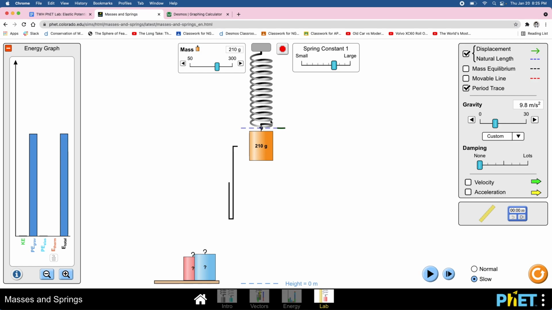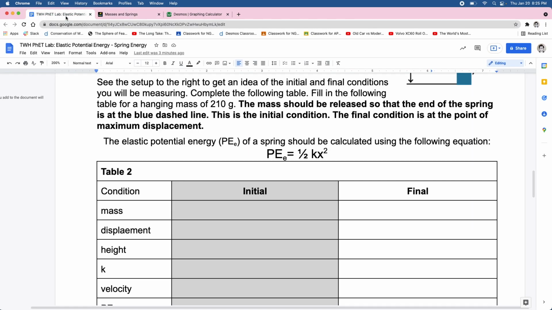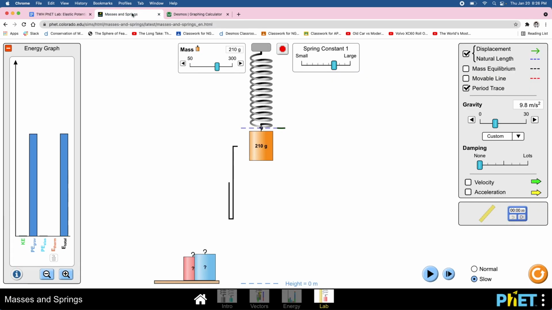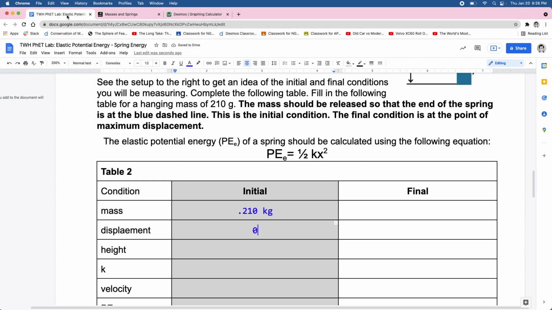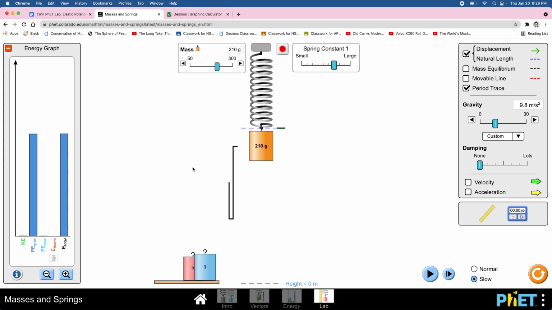But this is my initial condition right here, where the mass is resting and there is zero displacement. So let's talk about this. The mass has a value of 210 grams, so 0.21 kilograms. We're going to be using kilograms for our mass values. The displacement of the spring is 0. The height is a little bit tricky, and what we'll be learning is that the height really doesn't matter where you decide to measure, as long as it's consistent for your initial and final conditions.